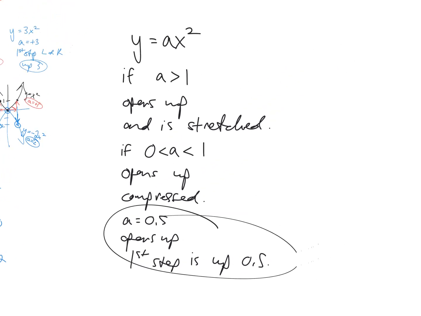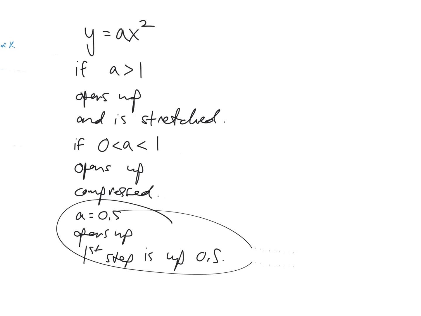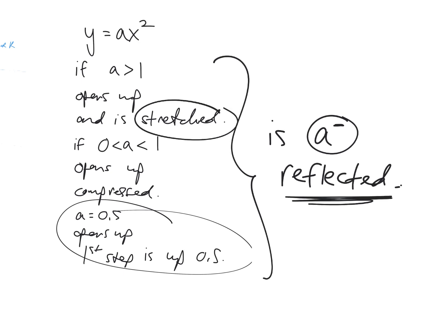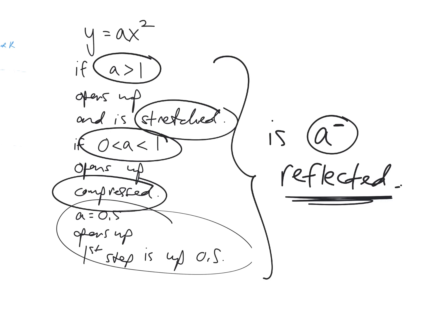And finally, if a is negative, these same patterns apply, and in addition, it just became vertically reflected. So we could have a stretched parabola if a is greater than 1. We could have a compressed parabola if a is between 0 and 1. And if a is negative, then the parabola is reflected.